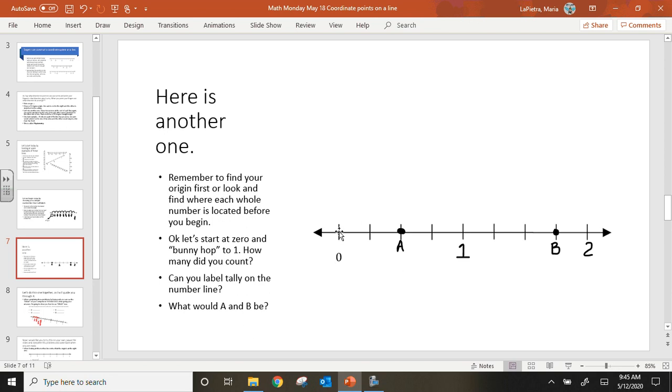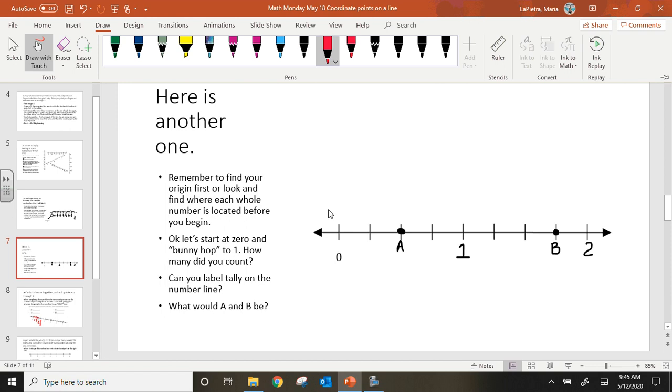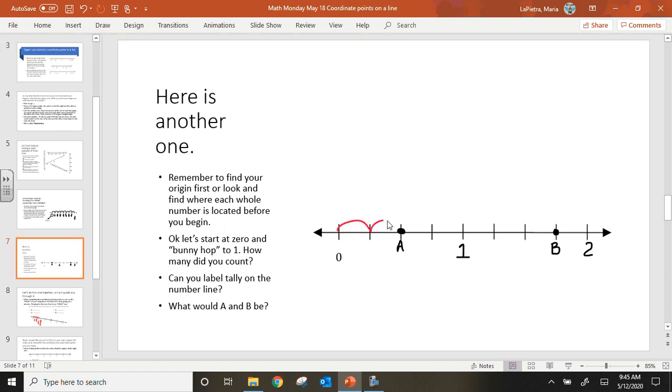Try that again. Start at 0 and count. 1, 2, 3, 4. 4 will be my denominator. Okay, I'm going to draw this on here. 4 will be my denominator. 1, 2, 3, 4. So this will be 1 over 4. So my A, they want to know what A is going to be. That's going to be 2 over 4. 3 over 4. And my one whole will be 4 over 4.